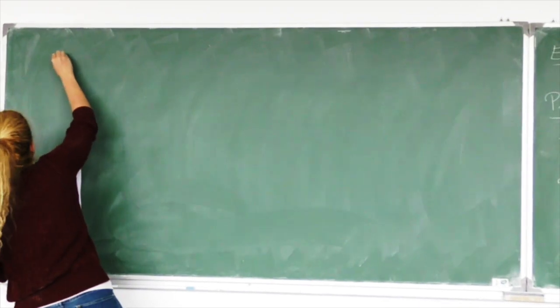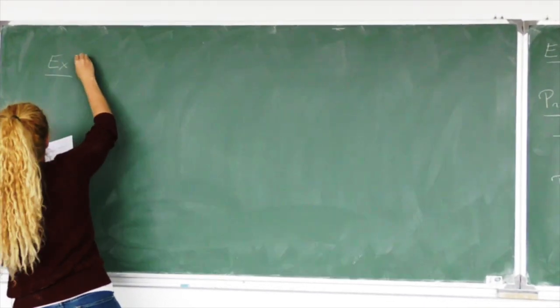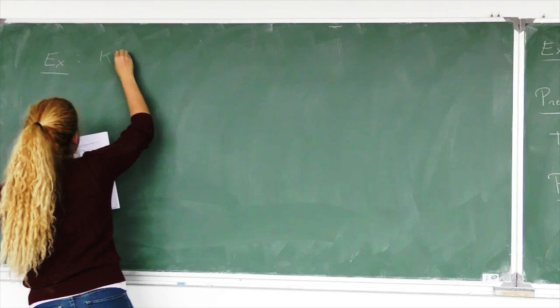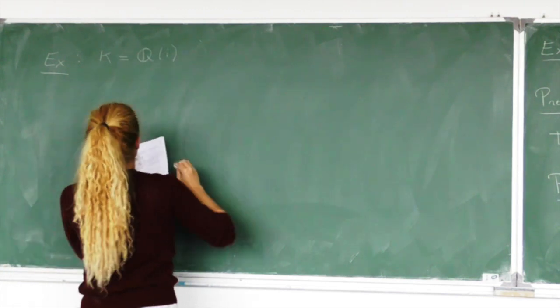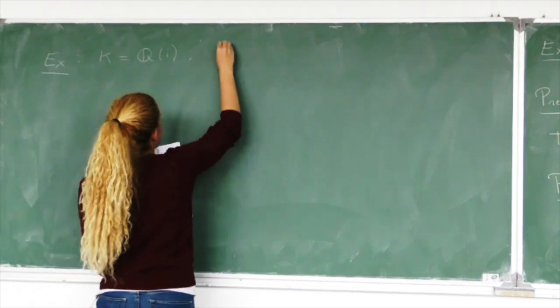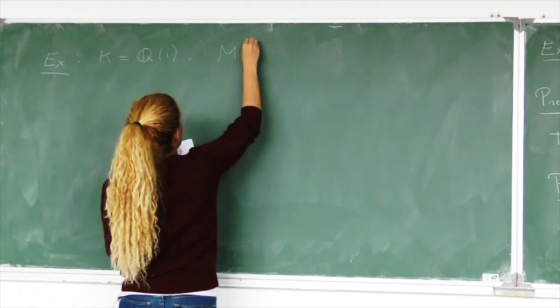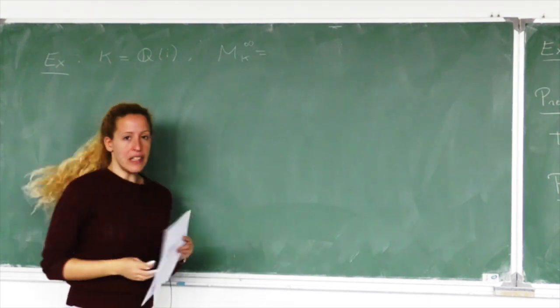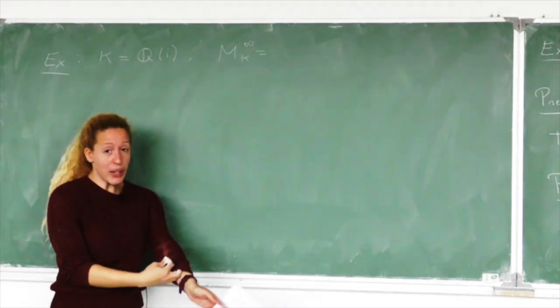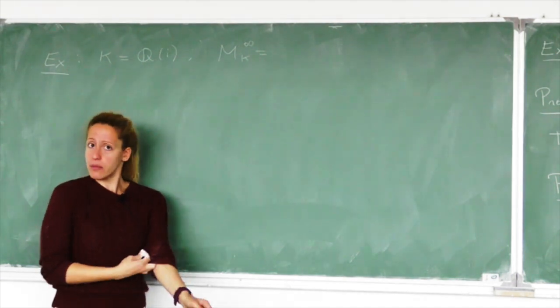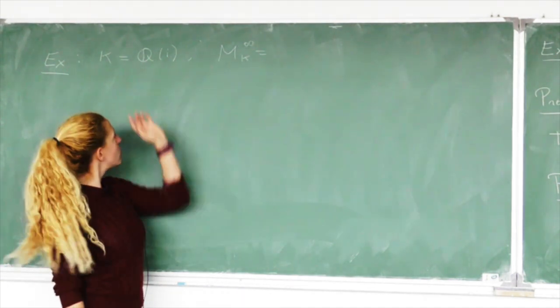So, example. I'm going to take K equal to Q(i). Now we can look at the set of valuations. Let's look first at the Archimedean valuations. We know that they are given by the embeddings of Q(i) into Q bar.